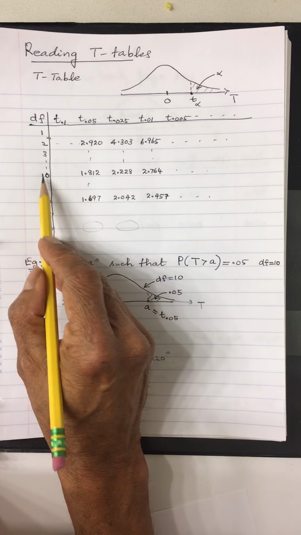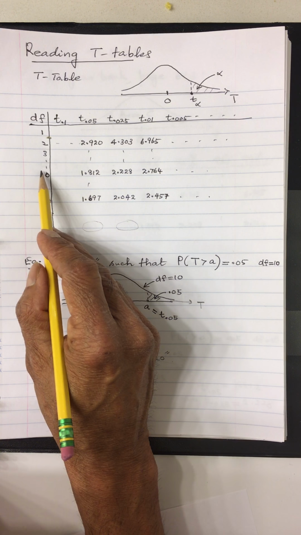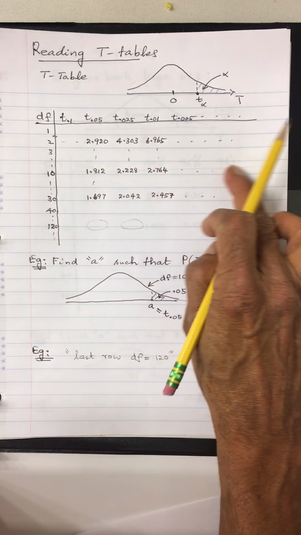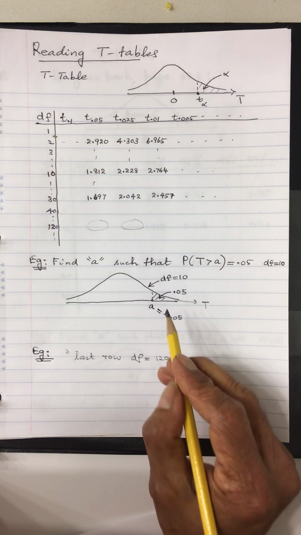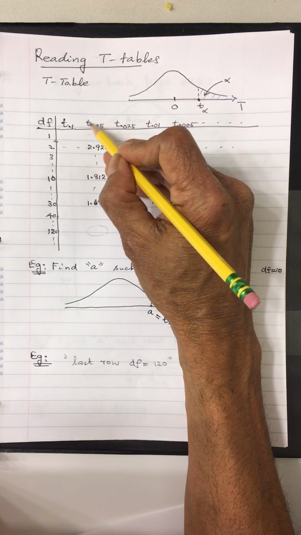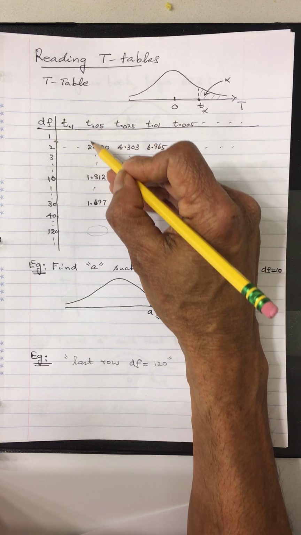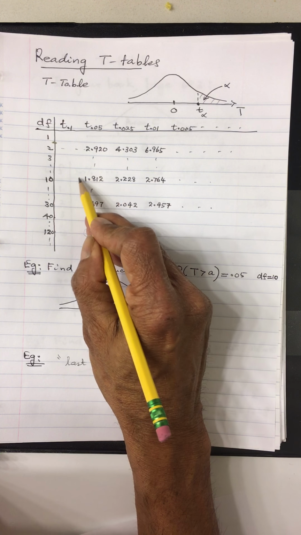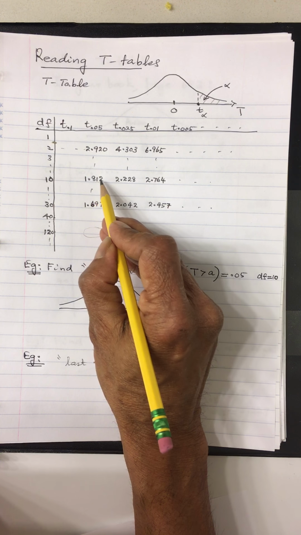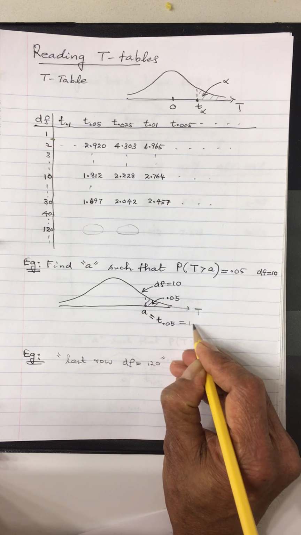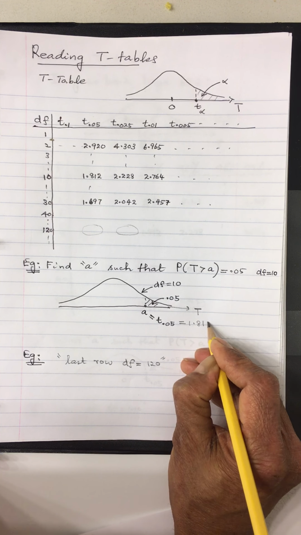Since the degrees of freedom is 10, you can read only this row. You cannot read anything else. You have to stay within that row. And the area to the right is 0.05, so you need to look under this column. That's it. So this value is going to be 1.812.